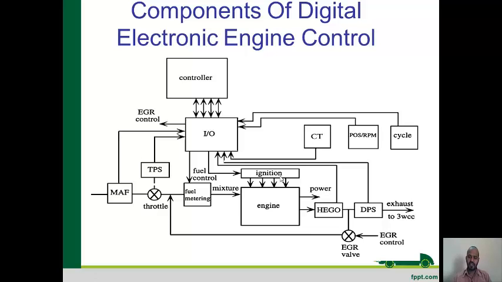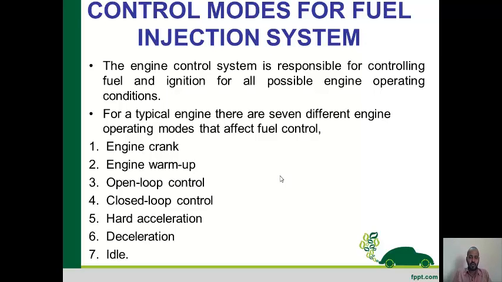In detail, we will see each and every sensor's working and the actuator's working in the consecutive lectures. So, control modes. As of now we have discussed how the sensors give the information, how the program is written based on the sensor information, and based on that program the actuators will be controlled. For this, the vehicle tends to operate in different modes. Like in the early morning when you start the engine, it will crank, then warm up, then we call it open loop mode, closed loop mode, acceleration, deceleration, idle.